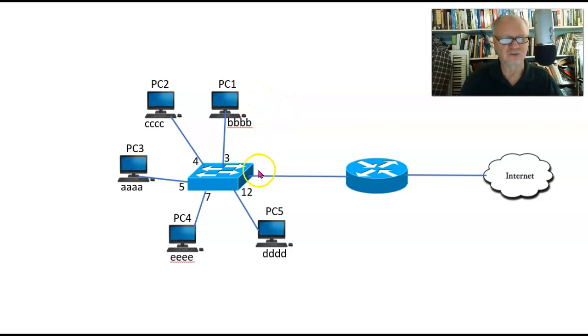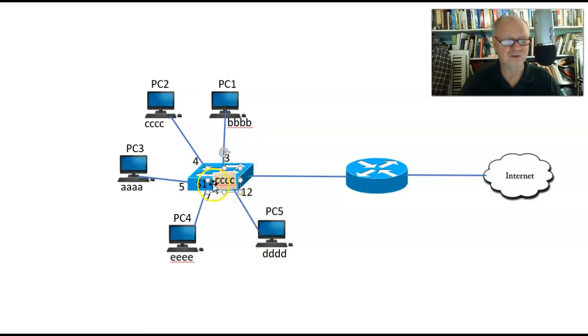All right, so this switch, let's say, is freshly plugged in here. It doesn't know anything yet. It doesn't know who's attached to what. And so the first thing that happens in this case is, let's say that PC5 wants to send a message out to PC2. Now it knows through ARP, which we're not going to get into right now, that PC2 is CCCC. So it generates this frame and sends that on up to the switch.